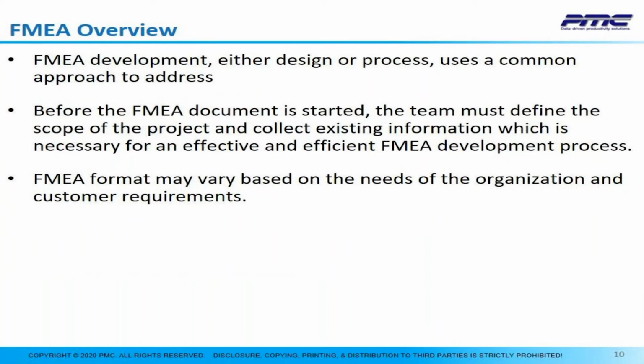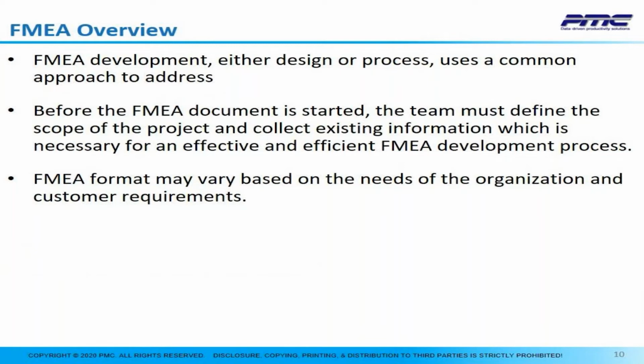FMEA development, either design or process, uses a common approach to address potential product or process failure to meet expectation, potential consequences, potential causes of the failure mode, application of current controls, level of risk, risk reduction. Before the FMEA document is started, the team must define the scope of the project and collect existing information which is necessary for an effective and efficient FMEA development process.